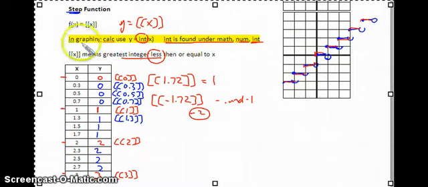So take a second to put this into your graphing calculator. If you have questions on how to use the graphing calculator, see me in class tomorrow. But that's what your step function will look like. It'll look like a set of steps or a set of stairs.